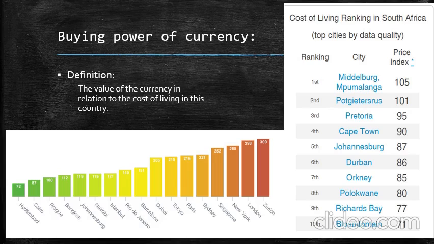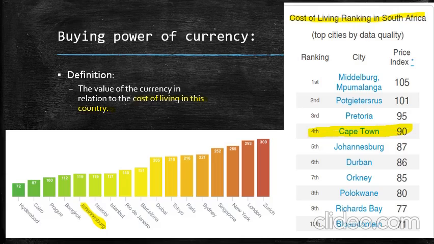Now, when we look at the buying power of a currency, the definition is the value of the currency in relation to the cost of living in this country. So if we have a look here, we can see just more or less where Johannesburg, which is a South African city, falls in terms of the cost of living. And if you look at the cost of living in South Africa only, you'll see that Cape Town is going to fall in the 4th position.